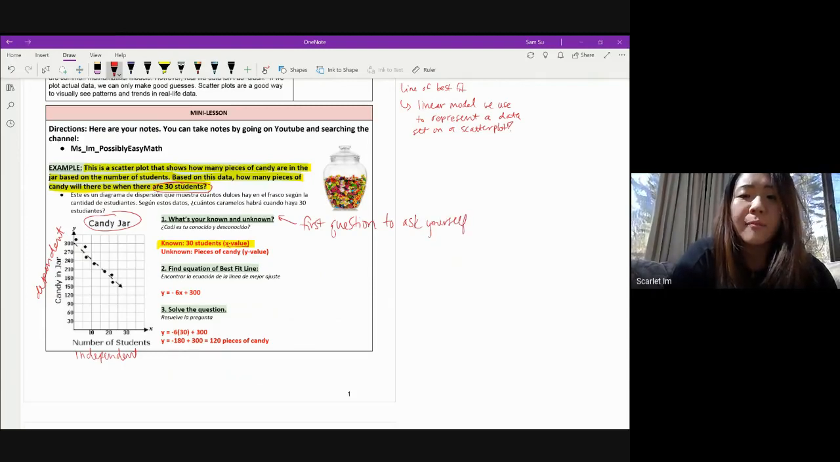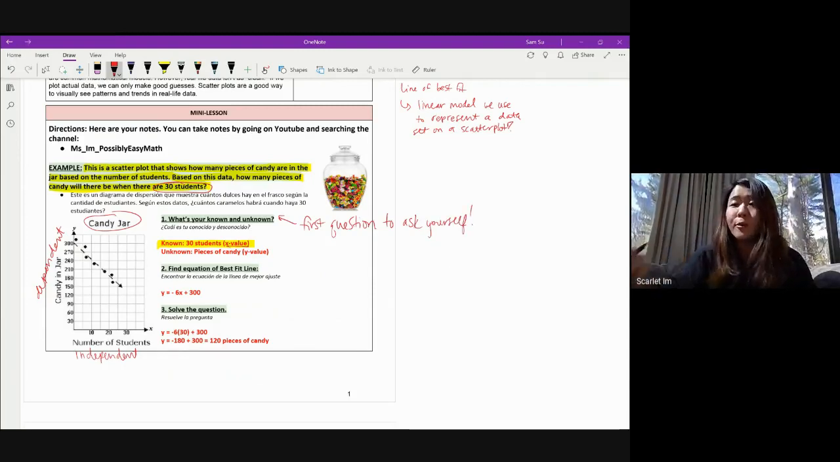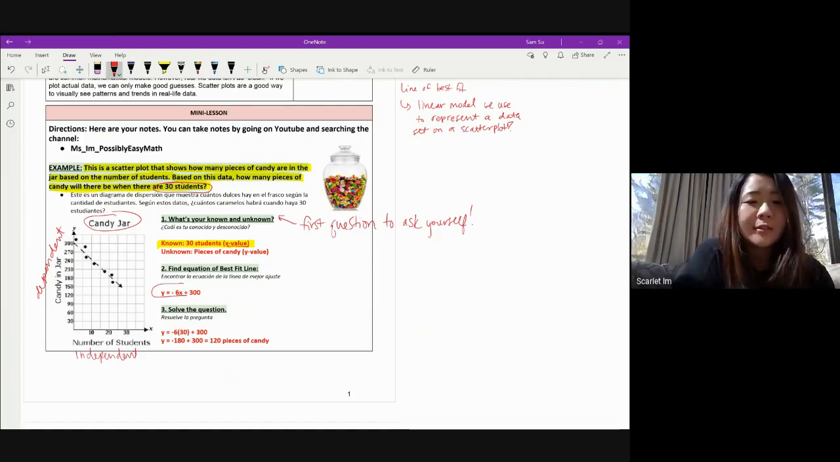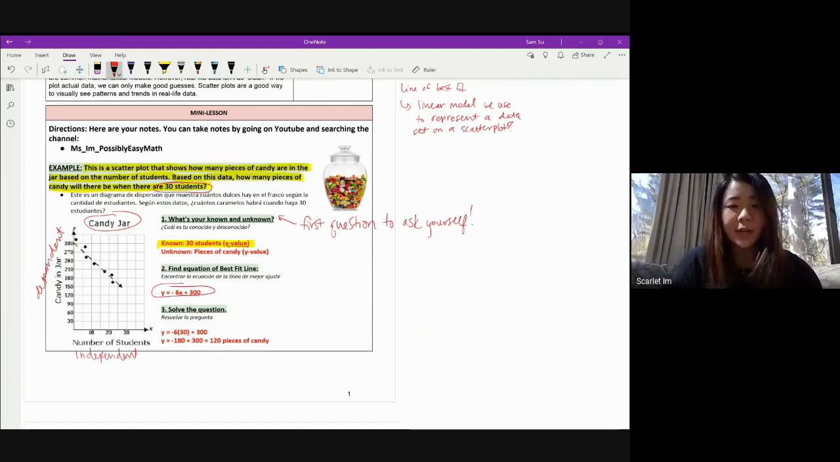And a lot of math is actually your ability to organize information and figure out what you need to do to get to your answer. The next step is to find the equation for a best fit line. Thankfully, in this scenario, I already drew out the best fit line for you. So what you need to do now is figure out a couple of points, or figure out the equation. We know the answer is y equals negative 6x plus 300.